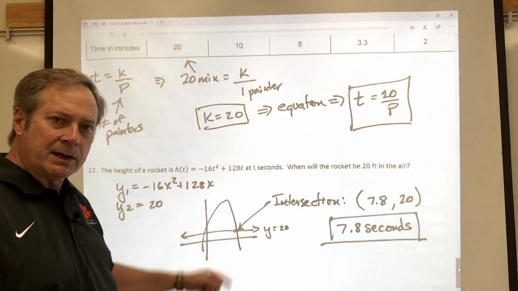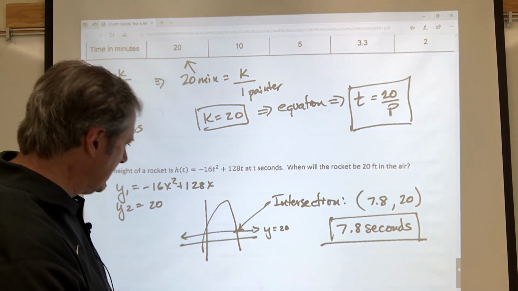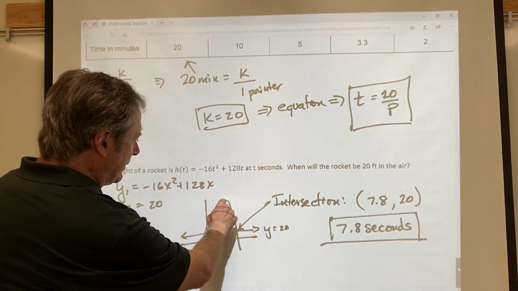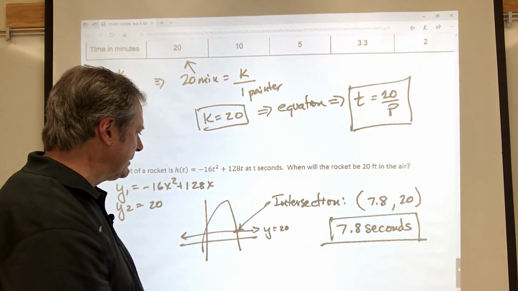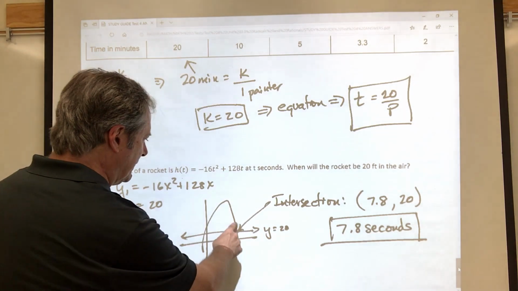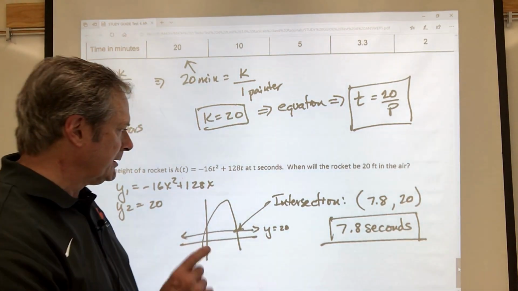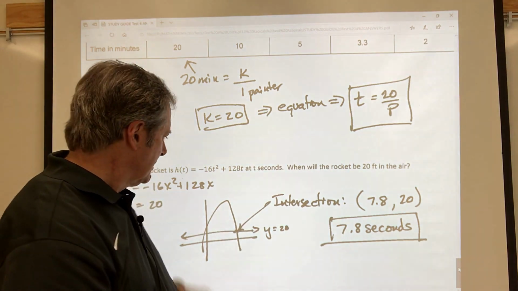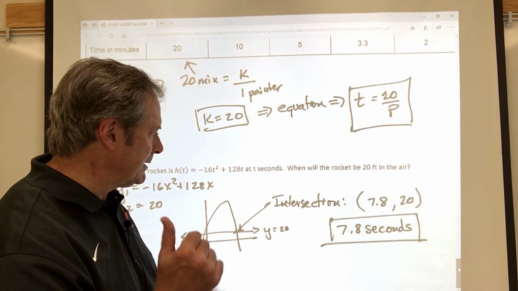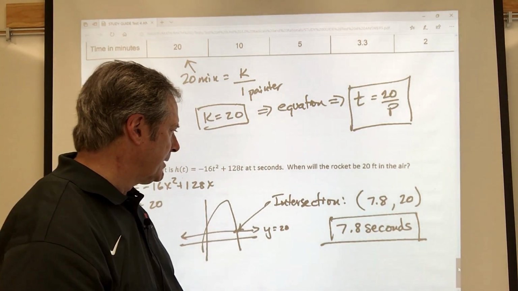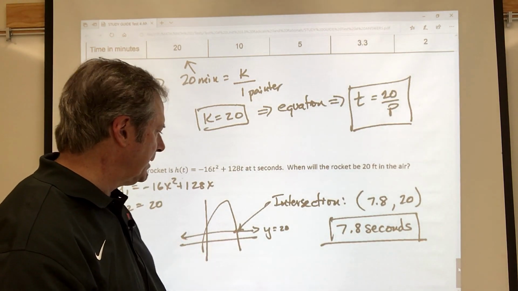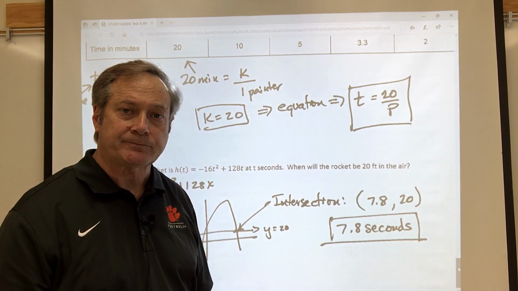You go to the window and resize it until you can see that intersection. In this case, you don't need to see the maximum height because it's not being asked to do that. All you need to see is that intersection. Then you go second calc, number 5 intersect, move the cursor close to there and hit it 3 times. Boom, boom, boom. And at 7.8 seconds, it's 20 feet off the ground.